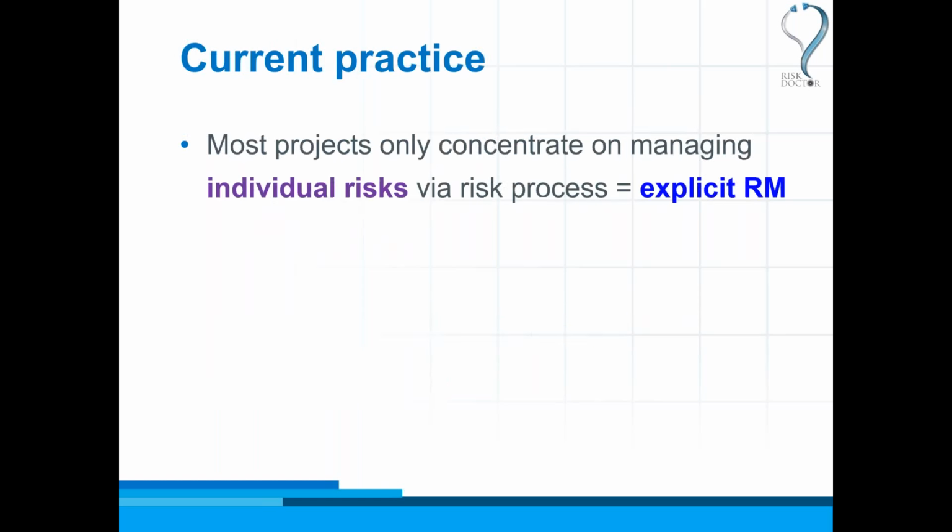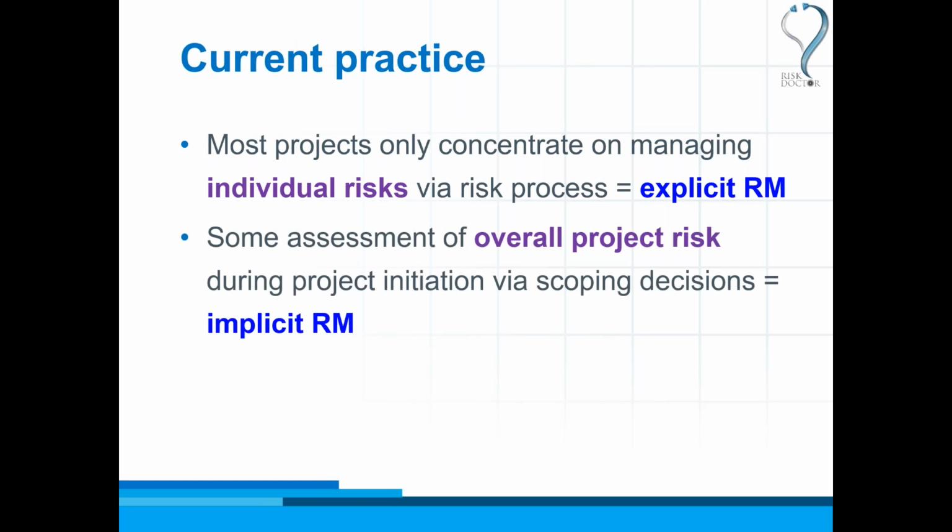Often it's done with the individual risks managed through the standard risk management process that we all know about. And we might call this explicit risk management. It's open, it's visible, it follows a process. You can see it done deliberately in our projects. But overall project risk is managed in a more hidden way, in a kind of secondhand way, during the scoping decisions which take part in our project initiation phase.